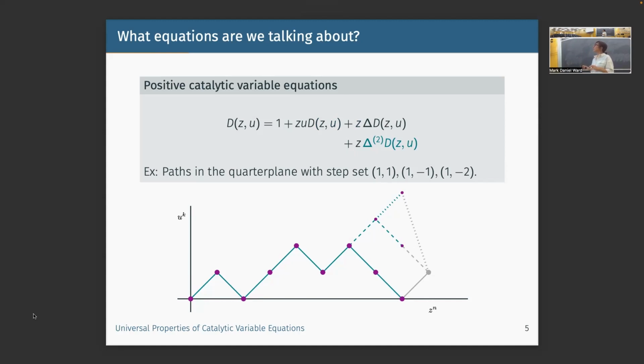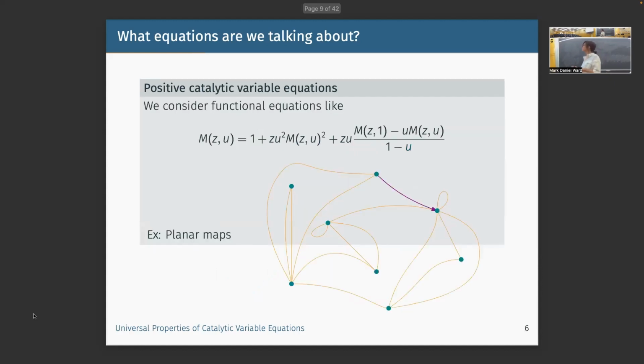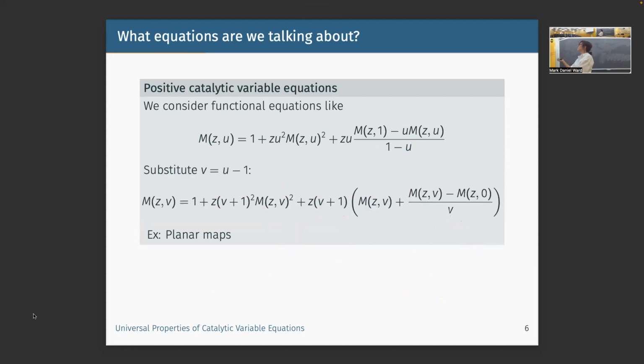What we can see here is that we have the generating function that we're interested in equals, and then on the right-hand side, we have a polynomial with positive coefficients in z, u, and divided differences somehow. These are technically the catalytic variable equations that we're interested in. Here again, the example of the planar maps, and we've already seen that we can transform it into this very nice form that we're interested in somehow. So these are the equations that we consider.